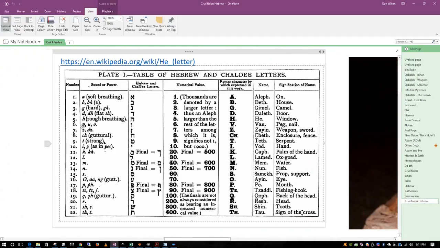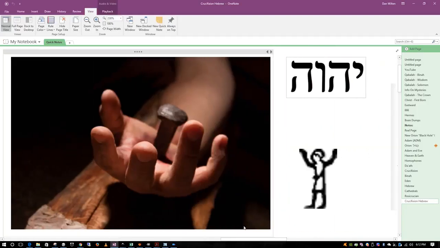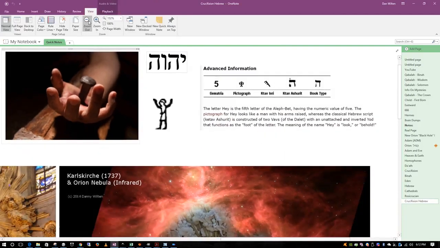And then Vav, which is number 6, has the meaning of nail. And then we have another Hey after that. So we have basically in the name of Yod-Heh-Vav-Heh, behold the hand, behold the nail. A picture of a man with his arms raised, which is similar to the symbolism of a man on the cross with his hands nailed to the cross at a position of da'ath, meaning a heart that understands knowledge.